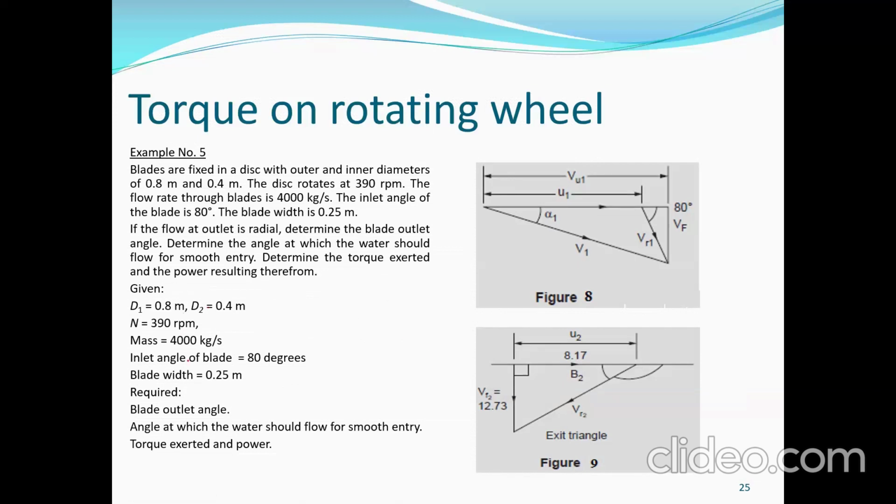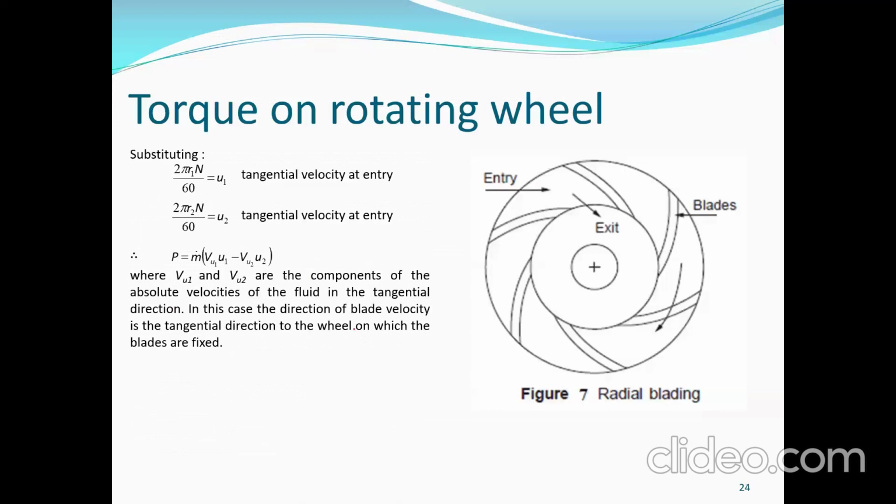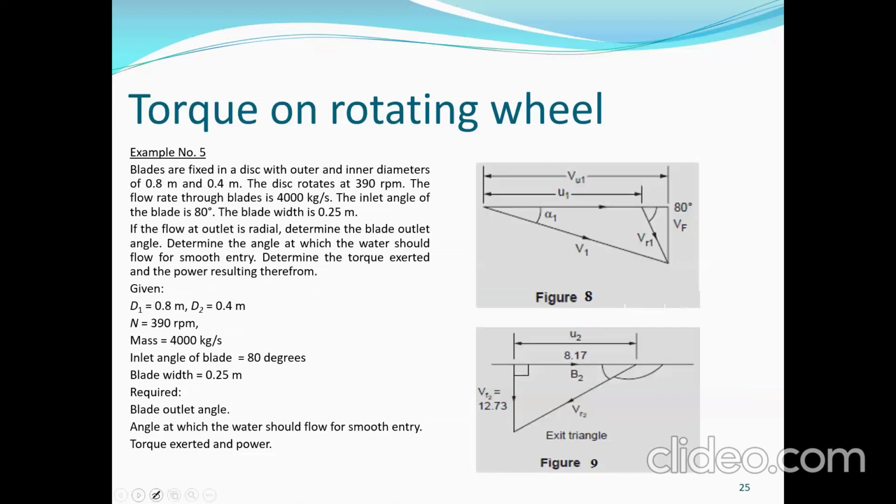So given, D1 is 0.8 meters, D2 is 0.4. Base tayo dito sa figure. N3, mas malaki. May N10 naman na sa gitna, palabas yun sa pump na yun. So if the flow, ayan, N is 390 RPM. So tama, turbine nga to. Mass is 4,000 kilogram per second. Inlet angle of blade is 80 degrees, which is beta 1. Blade width is 0.25 meters.